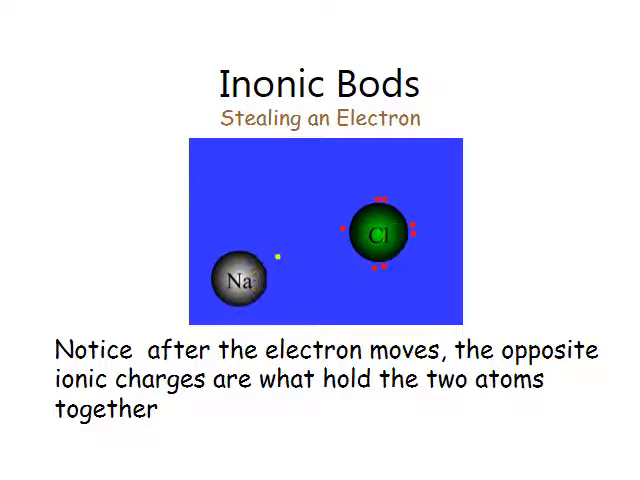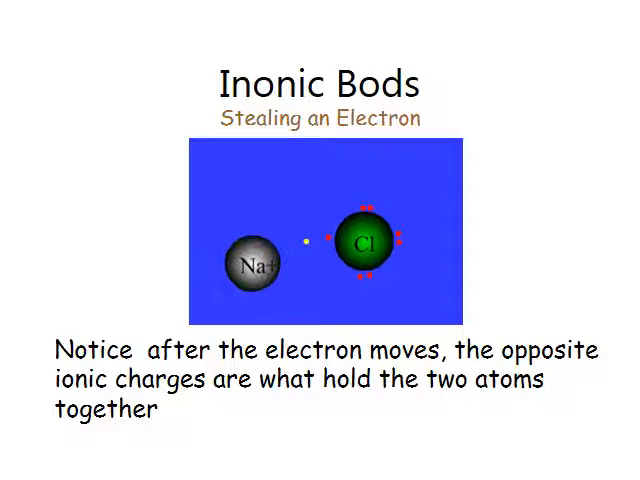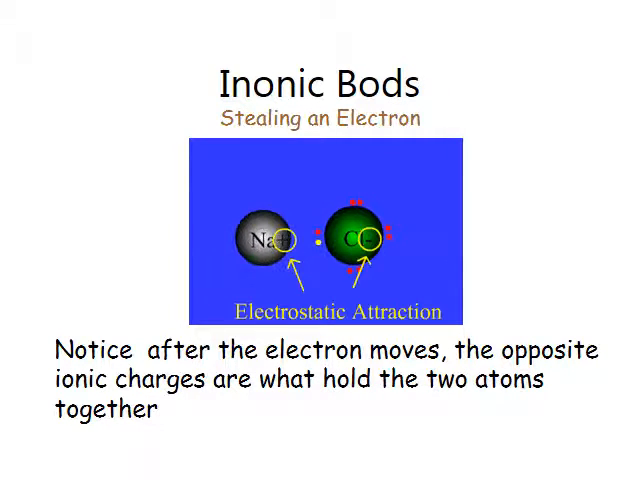Here's another quick animation of this process happening. Notice that in this animation, the ions form and then they stick together. Again, once the electron moves from the sodium to the chlorine, the negative charge forms on the chlorine, the positive charge forms on the sodium.